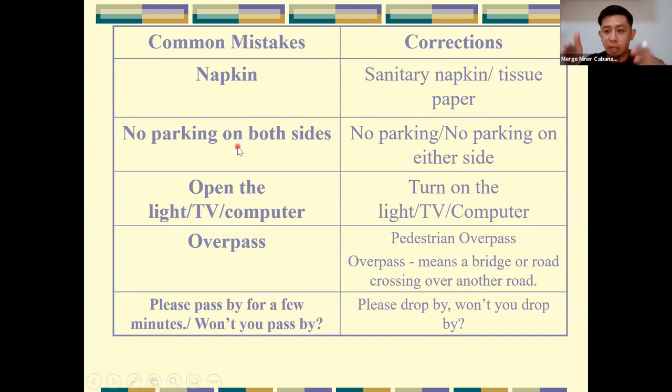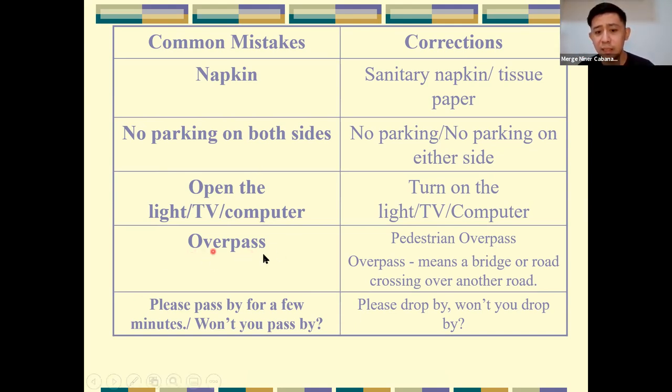No parking on both sides. Come on. How can you literally park on both sides? Did you bring two cars? Of course not. So no parking on either side. Open the light. Again, close, open, you don't do it like that. Turn off if you want to shut it off. And if you want to put the power back on, you say turn on.